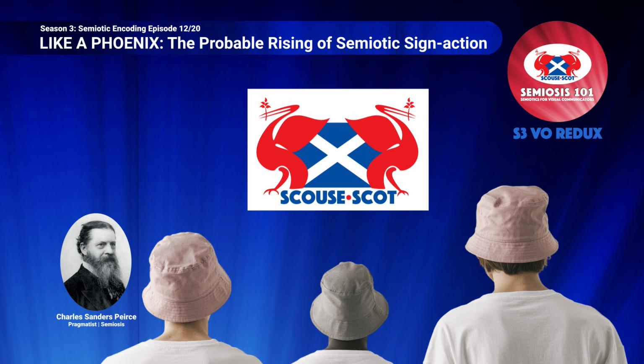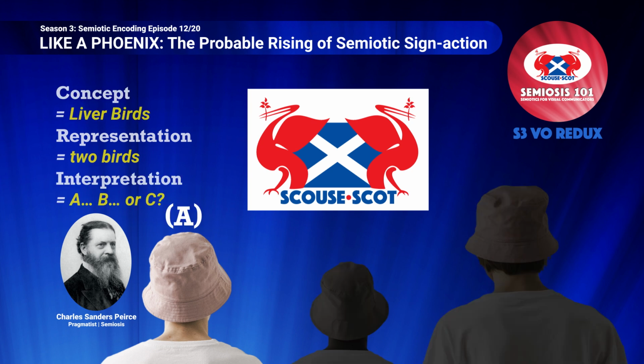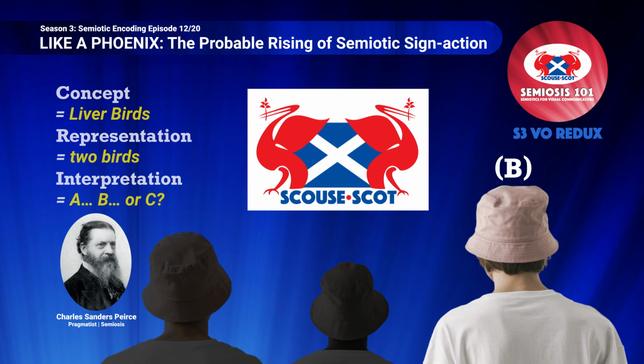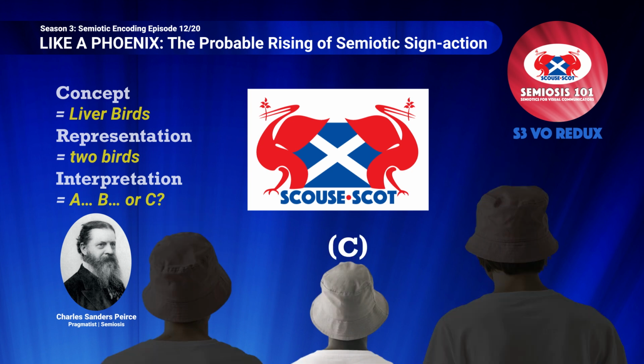Three possibilities for the semiotic sign action effect of the representation, two birds, of the concept, liver birds, on the interpretation. A. No perception of semiotic sign action. B. A perception of two red bird shapes. C. A perception of two liver birds.